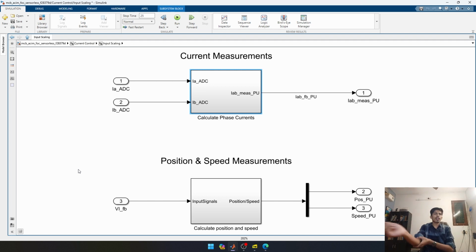Now let's go into the speed estimation and position estimation block. This is the heart of the sensorless scheme. We are estimating the position and speed based on the currents and voltages.